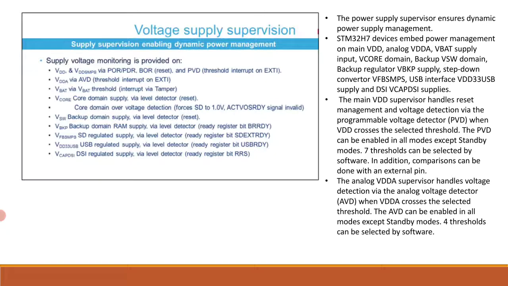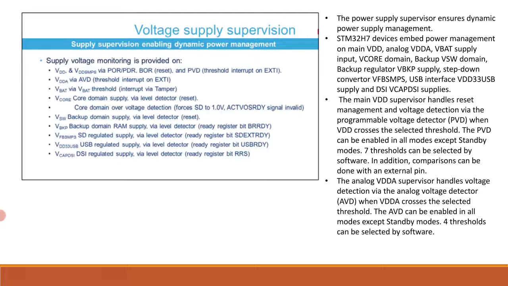The main VDD supervisor handles reset management and voltage detection via the programmable voltage detector, PVD. When VDD crosses the selected threshold, the PVD can be enabled in all modes except standby modes. 7 thresholds can be selected by software. In addition, comparisons can be done with an external pin. The analog VDDA supervisor handles voltage detection via the analog voltage detector, AVD, when VDDA crosses the selected threshold. The AVD can be enabled in all modes except standby modes. 4 thresholds can be selected by software.